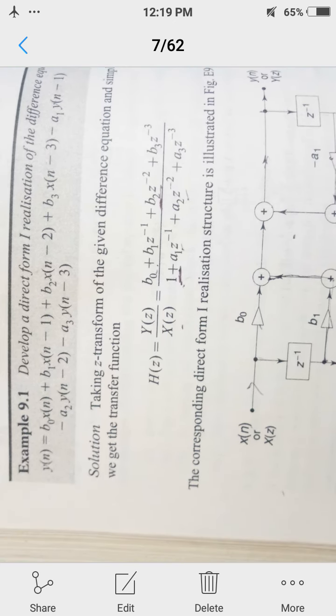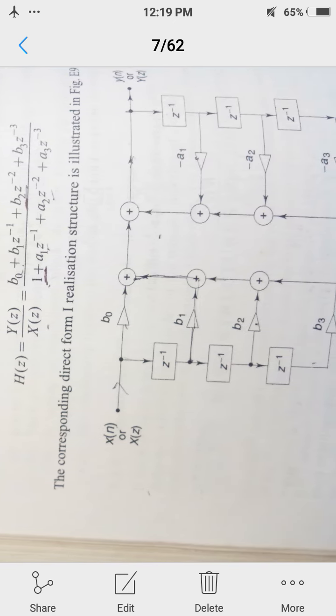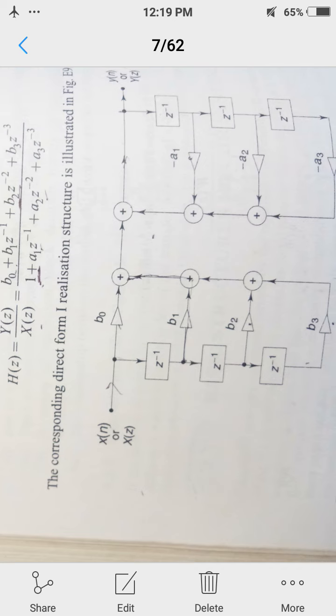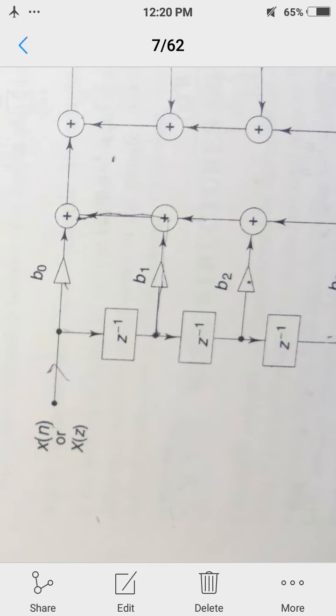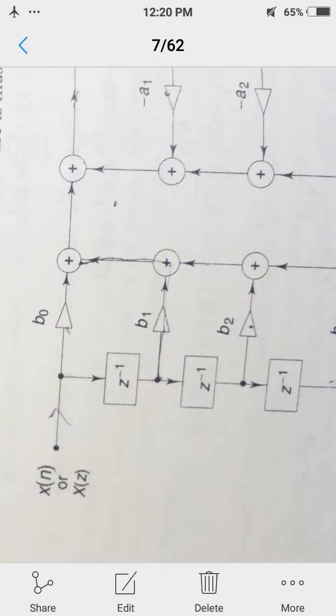This filter is of order 3, and let us see how to draw the filter, how to design the block diagram, or the direct form 1 realization, how it can be done. So look, with b0 no delay is there. First let us look at the numerator, and then we will see the denominator. So b0 plus one delayed z inverse, so one delay will be there. After z inverse, b1 is there and it is added. So b1 z inverse is our second term of the numerator.